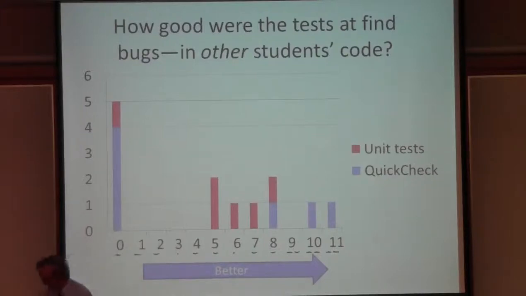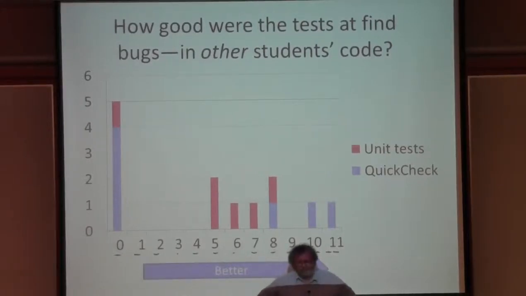These are test suites that could find no bugs whatsoever, and almost all of them were produced by students who were to write QuickCheck properties. How could they fail so badly? How can you write a test suite that can find no bugs at all? Write no tests. Exactly. And that's what these students did.